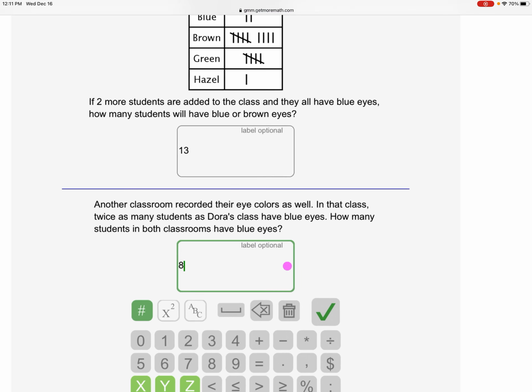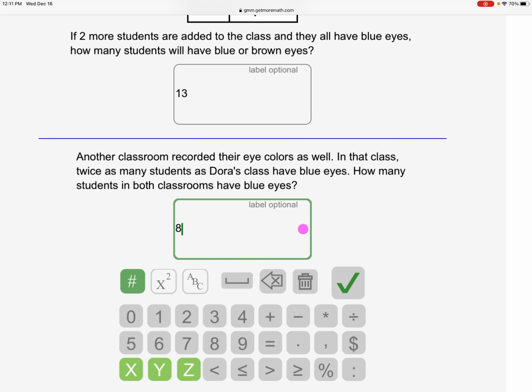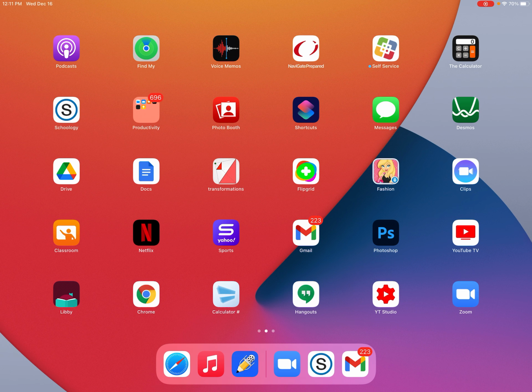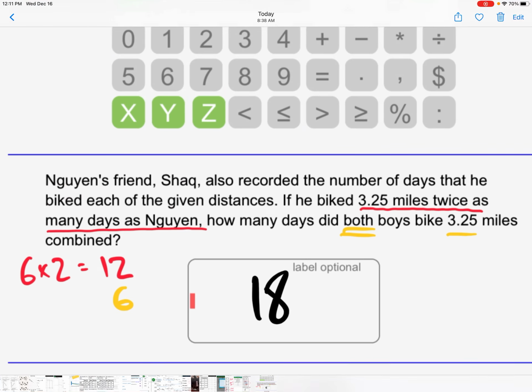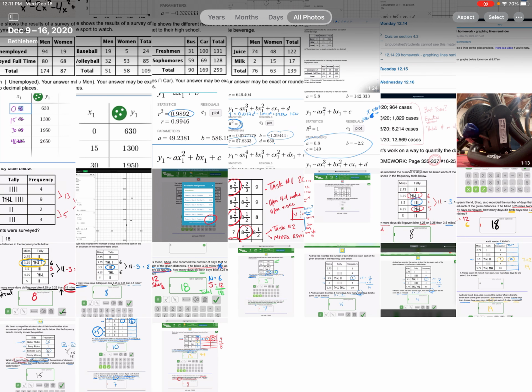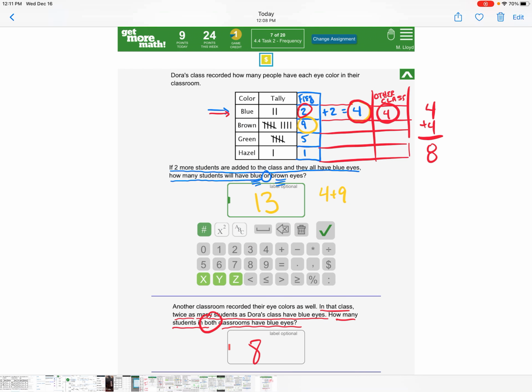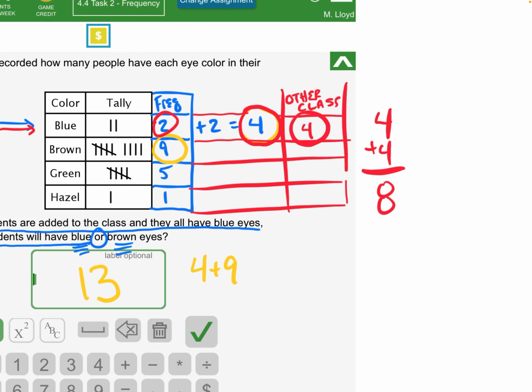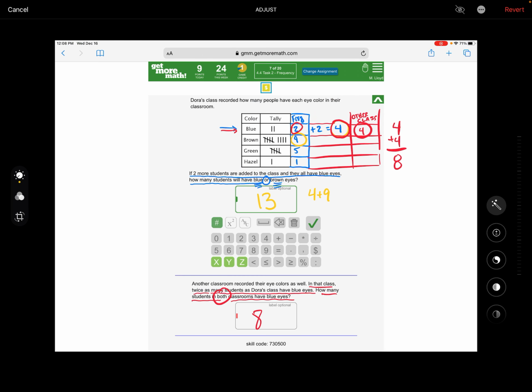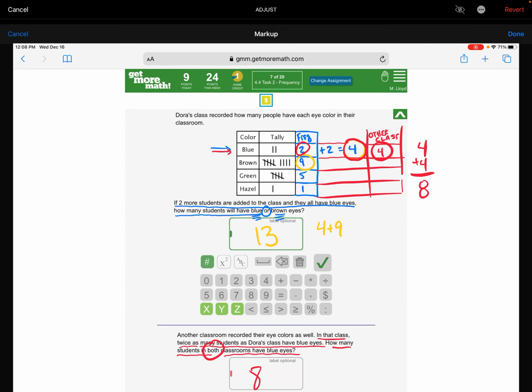All right, so I guess I have to troubleshoot. So another classroom recorded their eye color as well. In that class, twice as many students as Dora's class had blue eyes. Oh, I see what I did wrong. All right, let's see if I still have that screen recording. I should have it somewhere here. That's an old screen recording. Here we go. So the mistake I made, and I can't go back and fix it the way I'd like to, so click Edit, and I think it'll let me mark up. Where do I do that? I go to Markup, thank you.